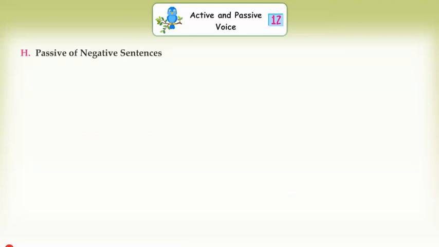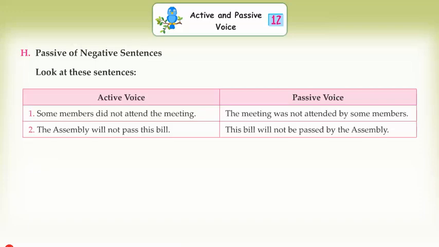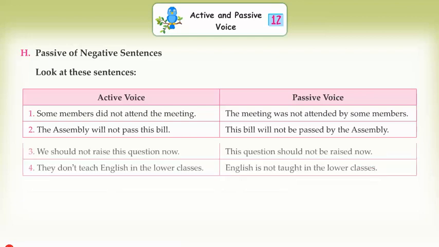H. Passive of negative sentences. Look at these sentences. Active voice, passive voice. 1. Some members did not attend the meeting. The meeting was not attended by some members. 2. The assembly will not pass this bill. This bill will not be passed by the assembly.